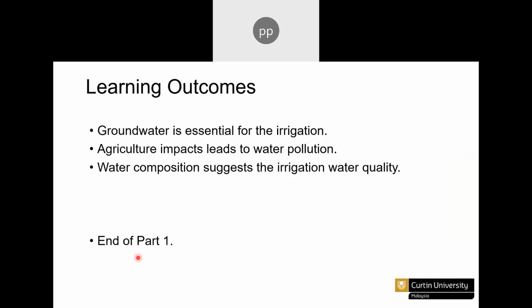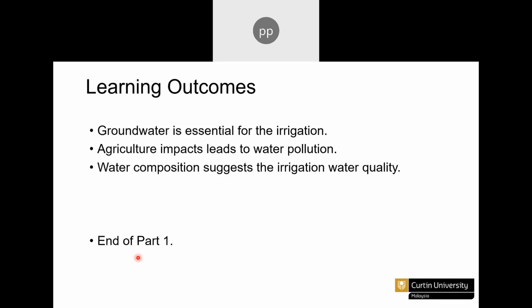So these are the learning outcomes for this part one. I just pulled out some of the key points that I discussed so far. These points are essential for you to take away. The first one is that groundwater is essential for irrigation. That's what I'm stressing, because every country faces different scenarios and issues with sources of water, and one of the ultimate solutions for water resources is groundwater. That's why most countries mainly depend on groundwater for irrigation.